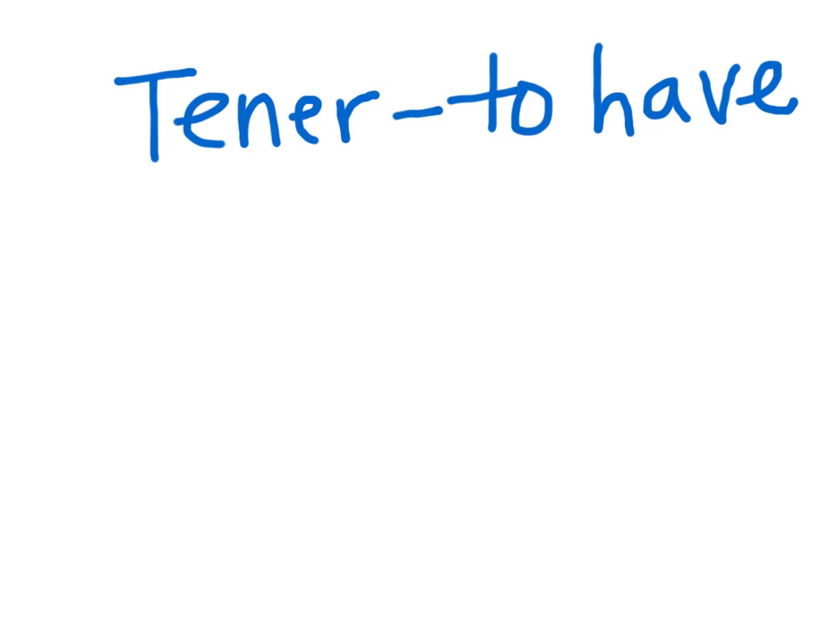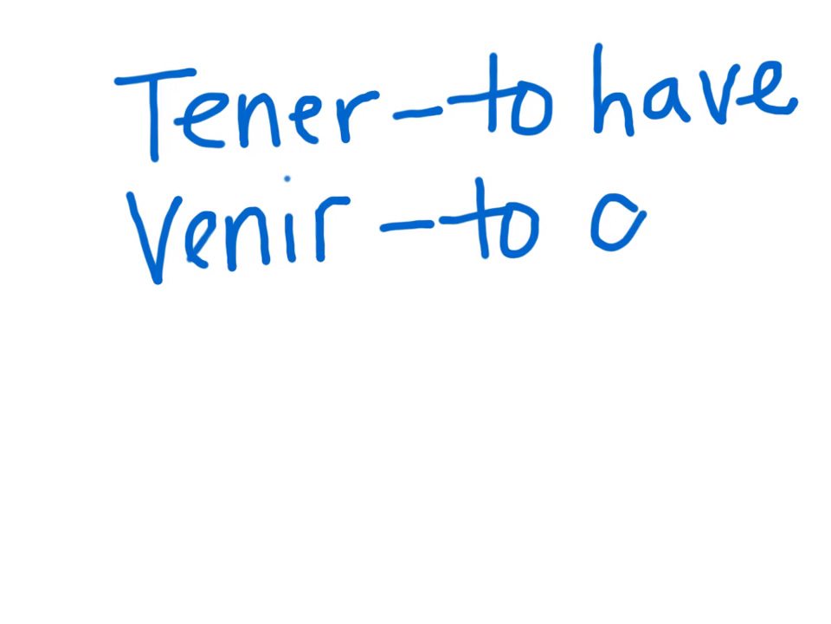Okay, we know the verb tener means to have. And the reason why we talk about tener and venir together is not because they mean the same thing. It's because they're conjugated very similarly. Tener means to have, venir means to come or to come back from somewhere. And when we conjugate them, notice that tener is an ER verb, so I use my ER endings, and venir is an IR verb, so I use my IR endings.